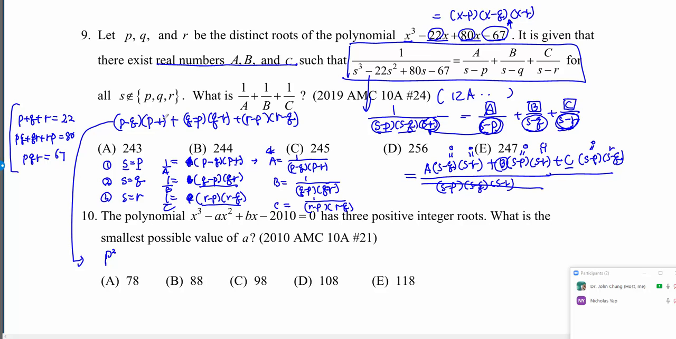The next one, P times R is negative PR. Negative Q times P, negative QP, and plus QR. Okay, that's the first one.